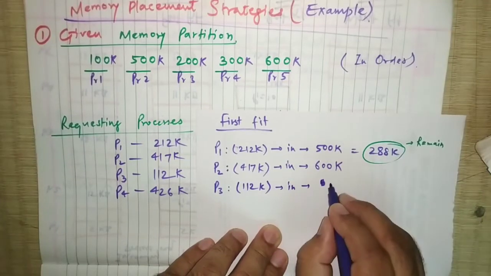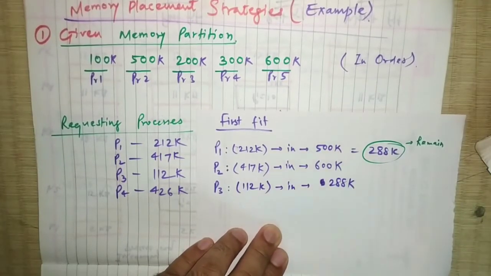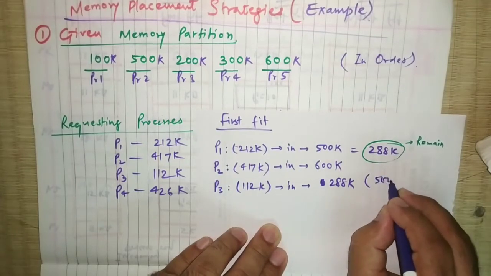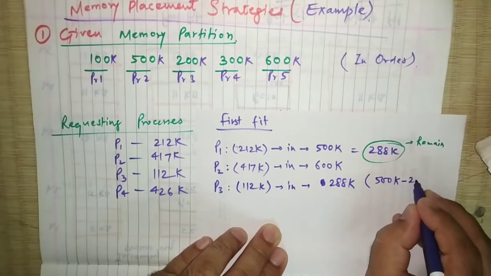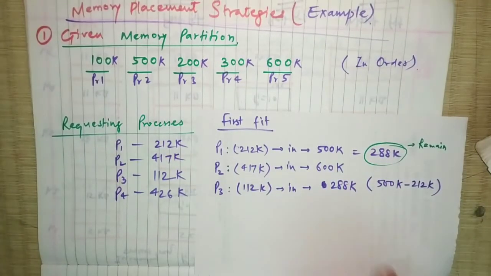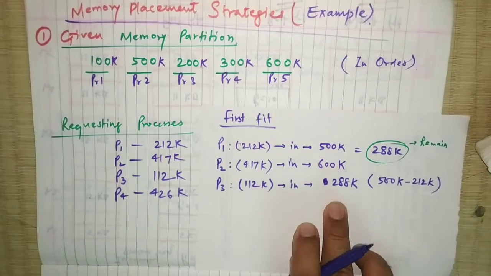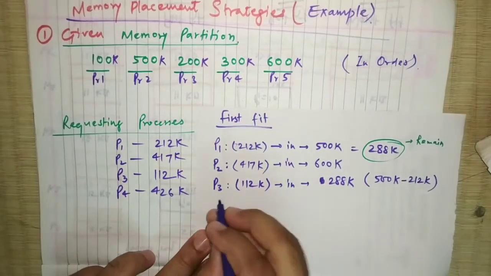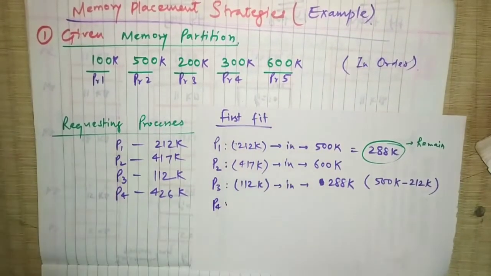The remaining is 288k. And how has this 288k arrived? We can easily say that this is 500k minus 212k. So this is done now. In this 288k, we have given 112k to P3, so there will be some amount of space remaining. We don't worry about it. Come to the next one. Our task is done, that is enough.